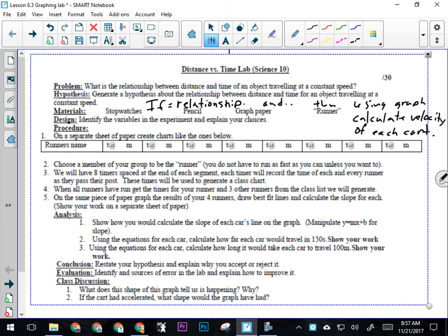And then number 3, using the equations for each car, calculate how long it would take each car to travel 100 meters, okay, using the equations. By using the equations, I mean the equations from the graph. There is no place on this lab where I should see this. There's nowhere on this lab where I should see that formula. This should be done entirely by graphing.